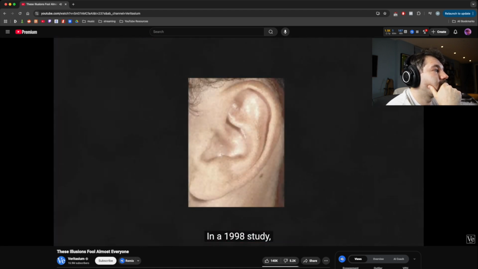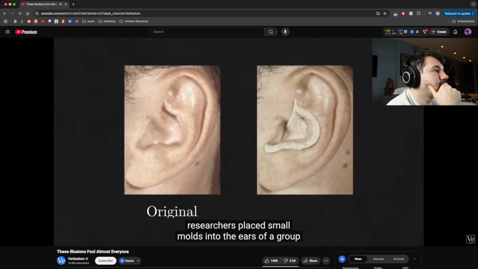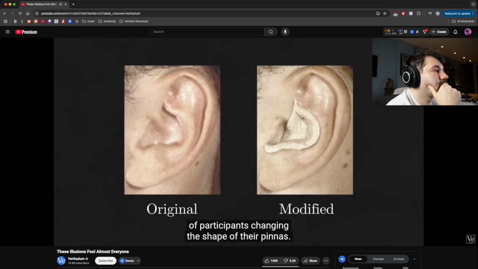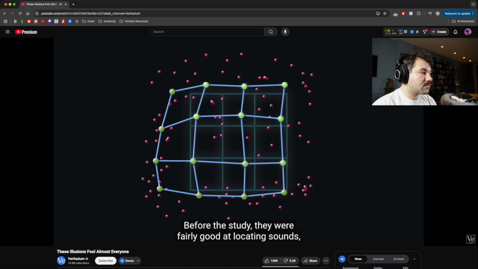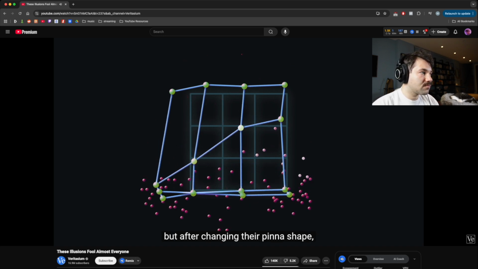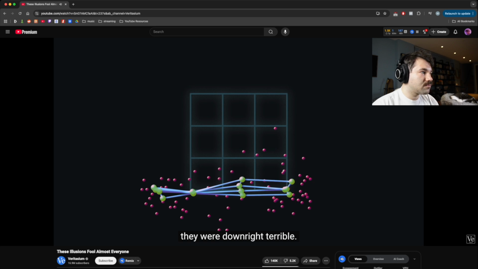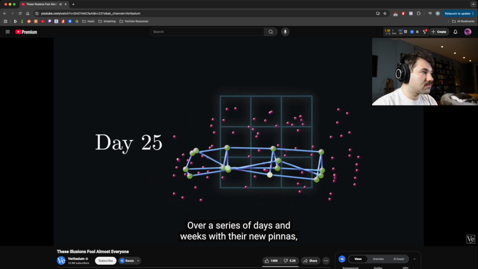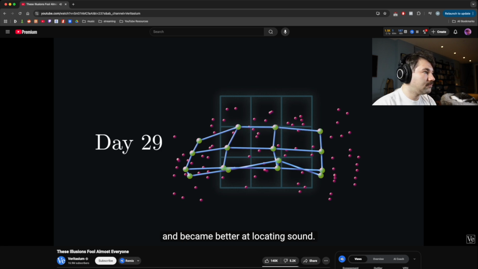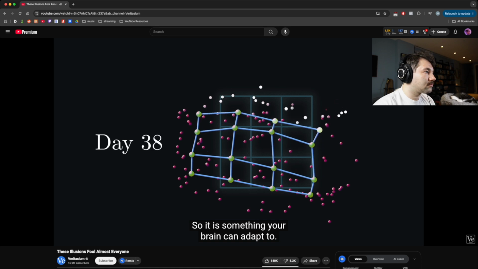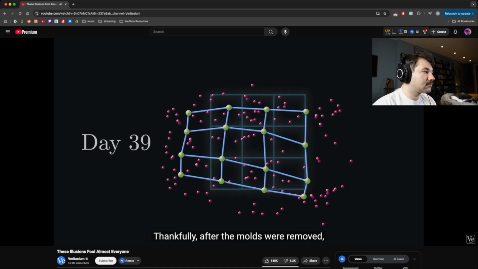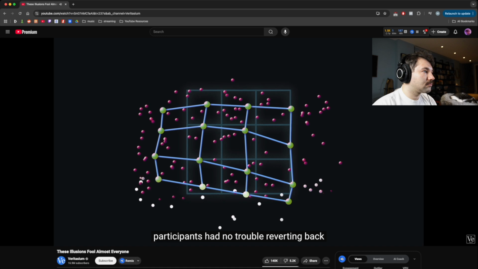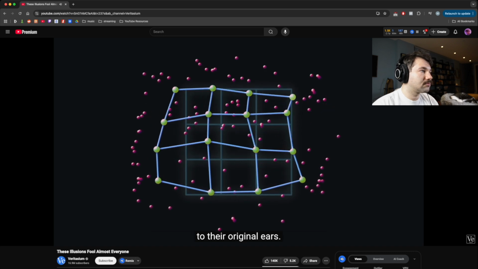In a 1998 study, researchers placed small molds into the ears of a group of participants, changing the shape of their pinnas. Before the study, they were fairly good at locating sounds, but after changing their pinna shape, they were downright terrible. Over a series of days and weeks with their new pinnas, the participants all adjusted and became better at locating sound. So it is something your brain can adapt to. Thankfully, after the molds were removed, participants had no trouble reverting back to their original ears.